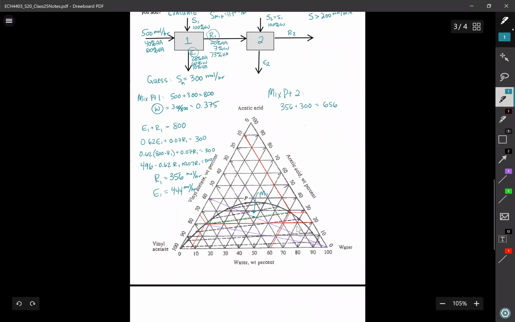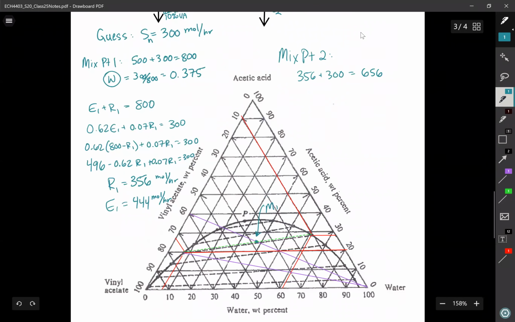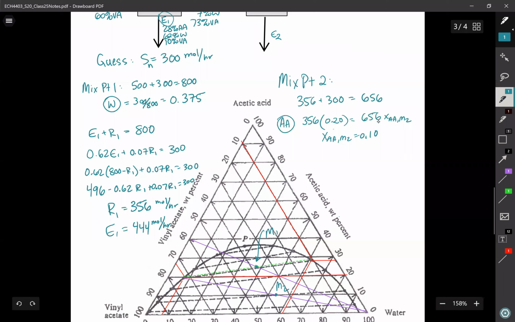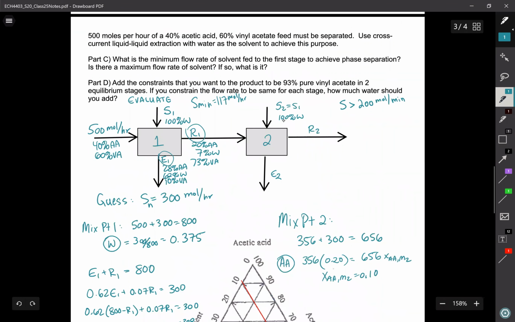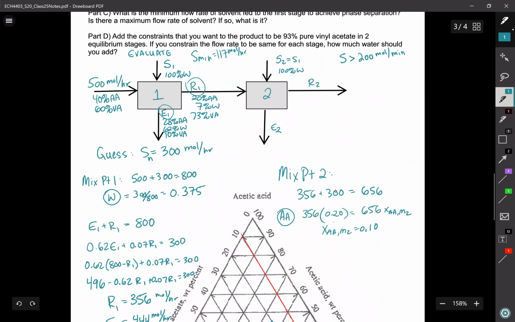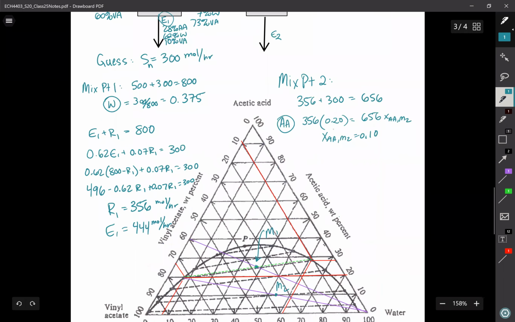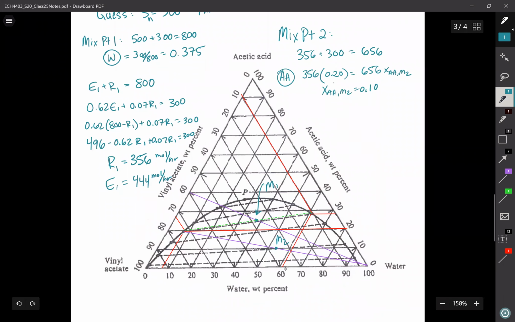Actually, you know what, I like pausing and making you do it as well, and then I think that'll make for a shorter video. And I switched it up to do an acetic acid balance because it actually is a little bit simpler because there is no acetic acid in the solvent stream. So I find that my acetic acid at the mixing point is 10%.